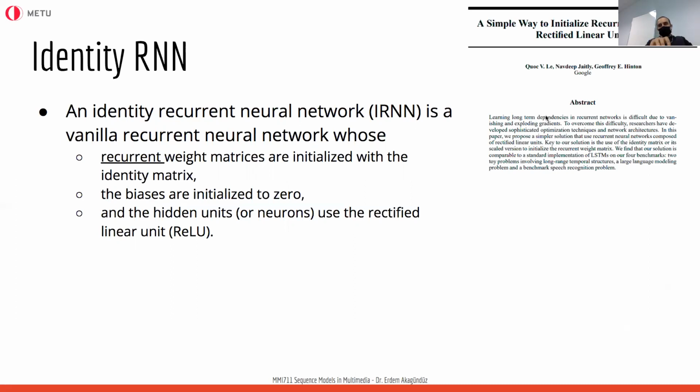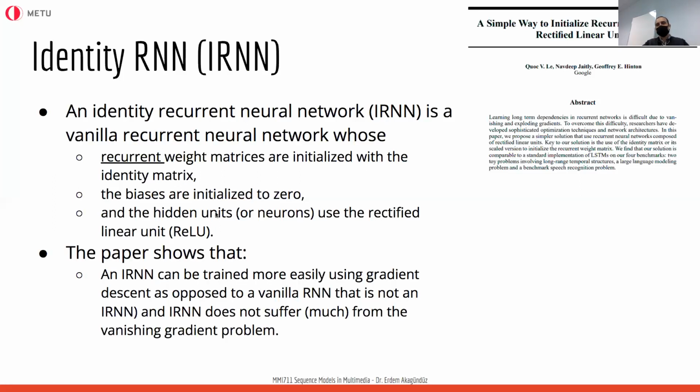The idea in this study is called the identity RNN. An identity recurrent neural network, IRNN, is a vanilla recurrent neural network in which recurrent weight matrices are initialized with the identity matrix. So it is like, initially there is no correlation between the states of the network. Strange idea. The biases are initialized to 0, and the hidden units are rectified linear units. So it is like a node of a convolutional network which has a recurrent connection, and initially the hidden states are uncorrelated. I think this is a very nice thought experiment.